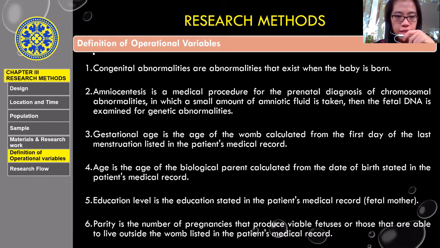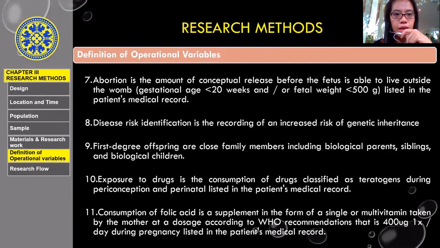Age is the maternal age, indication, and period. And abortion is the amount of conceptus release before the fetus is able to live outside the womb. This is risk identification, first degree offspring, exposure to drugs, and consumption of folic acid, which is a supplement in the form of a single or multivitamin taken by the mother.